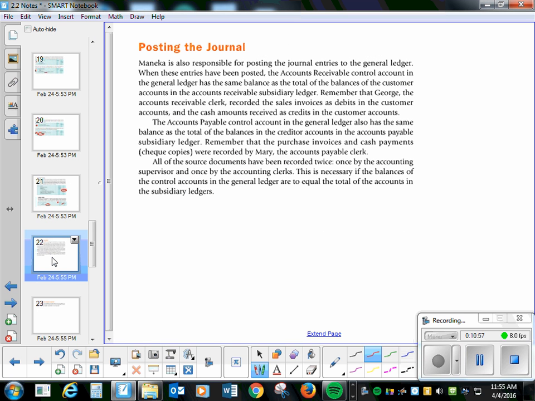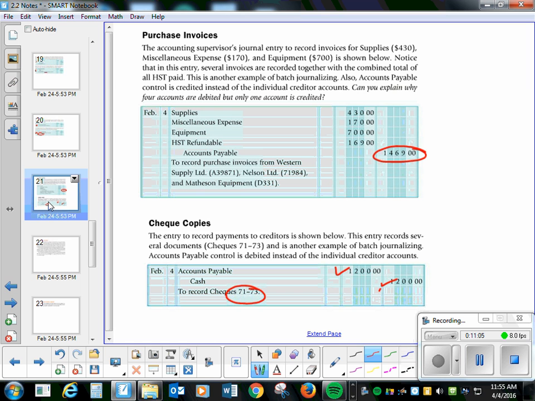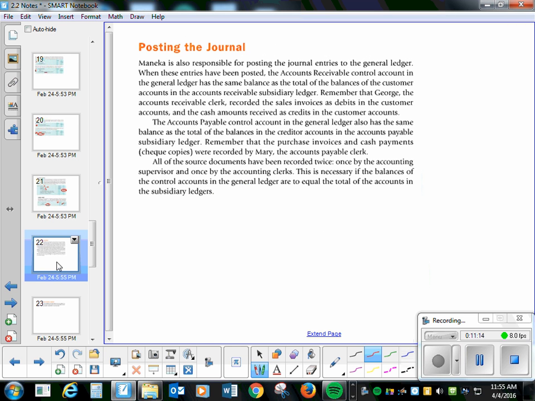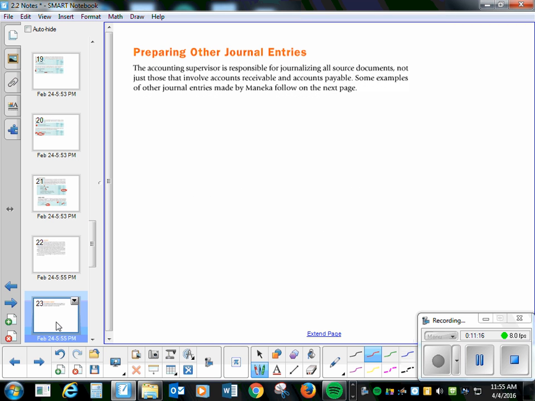Posting to the journal. Monique is also responsible for posting the journal entries to the general ledger accounts. So once it's in the journal here, you need to take them and put them into each of these accounts, like your supplies, your miscellaneous, your equipment, your HST refundable, which you would have learned already in Accounting 10, so that shouldn't come as a surprise as well.